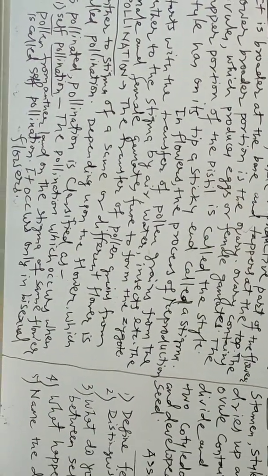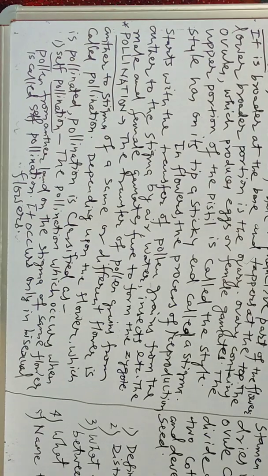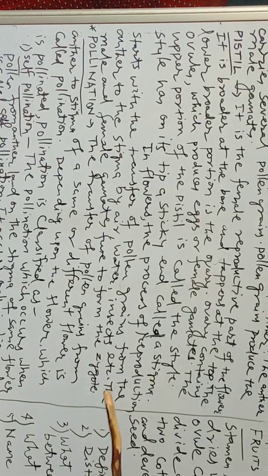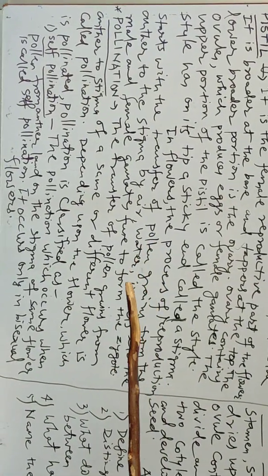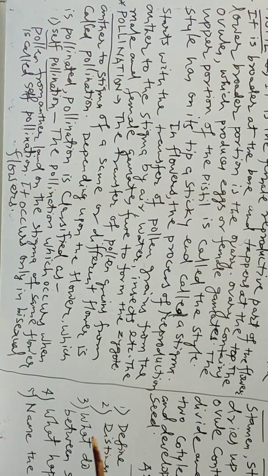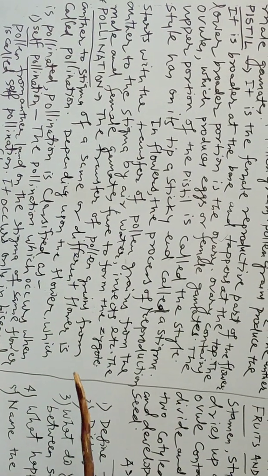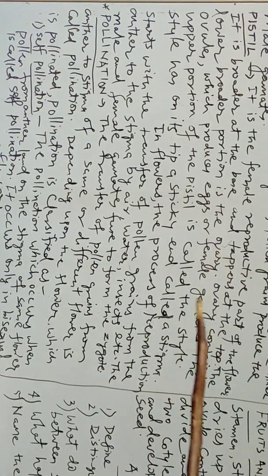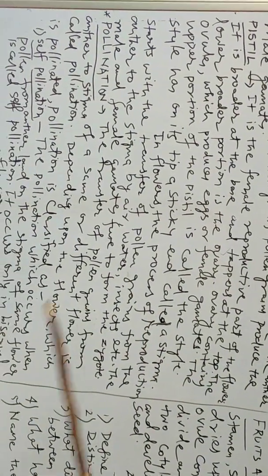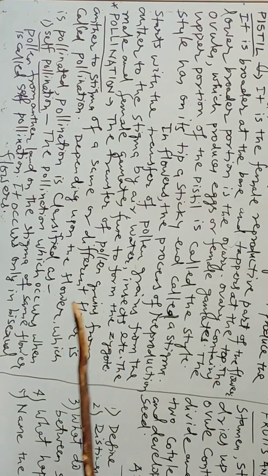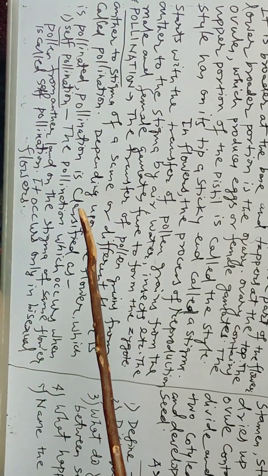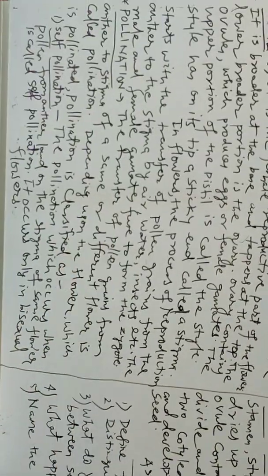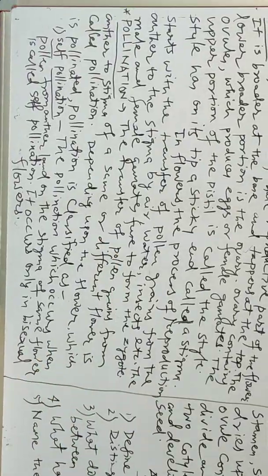Now coming to the next content in sexual reproduction. Another one is pollination. The transfer of pollen grain from anther to a stigma of the same or different flower is called pollination. Depending upon the flower which is pollinated, pollination is classified into two kinds: self-pollination and cross-pollination. What happens in self-pollination? The pollination which occurs when pollen from anther lands on the stigma of the same flower is called self-pollination. It occurs only in bisexual flowers.